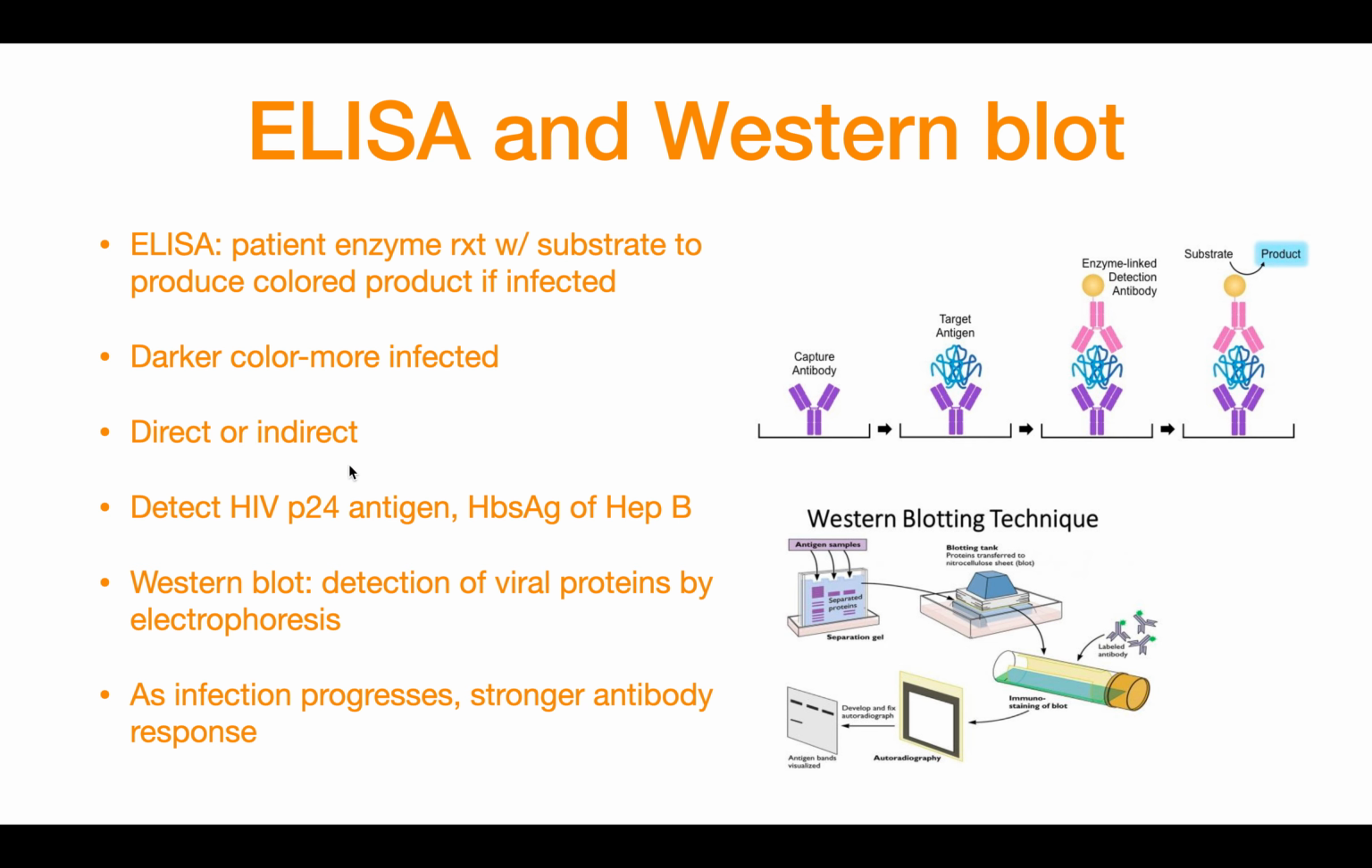It can be direct or indirect, similar to the Coombs test, and it can detect the HIV p24 antigen along with the HBsAg of hepatitis B. In Western blot, you're going to detect the viral proteins by electrophoresis, and we're going to interpret bands.